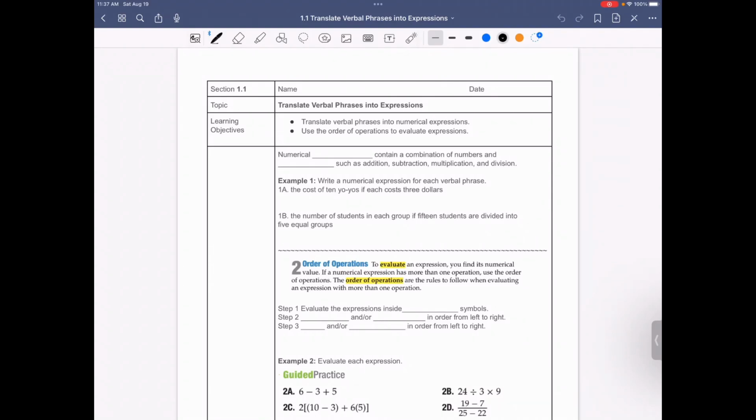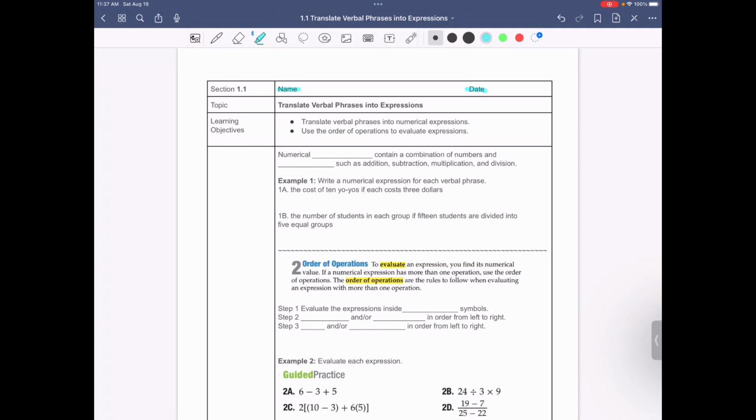Hello, pre-algebra students. Today we are covering section 1.1 and you will follow along in your guided notes. The first thing I would like you to do is write your name and also today's date.